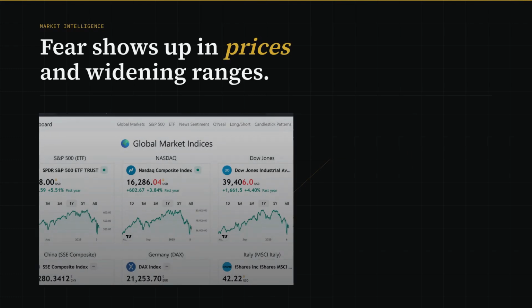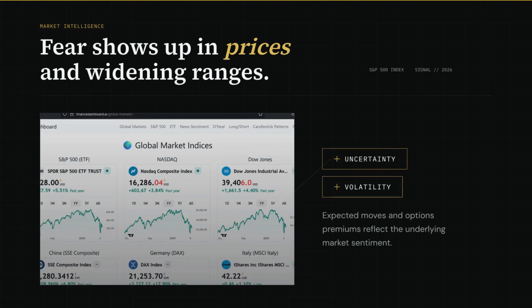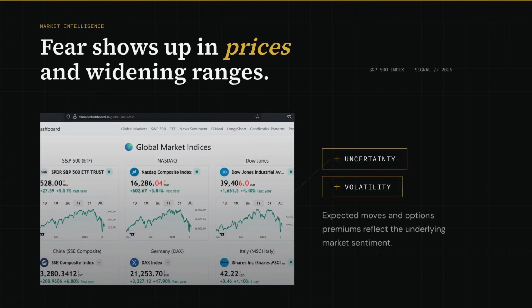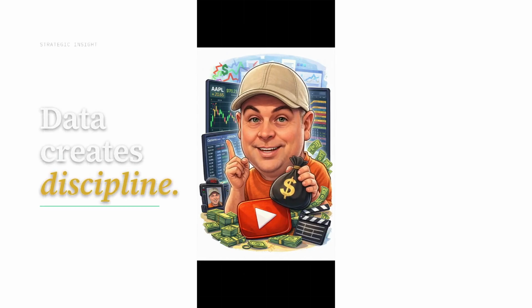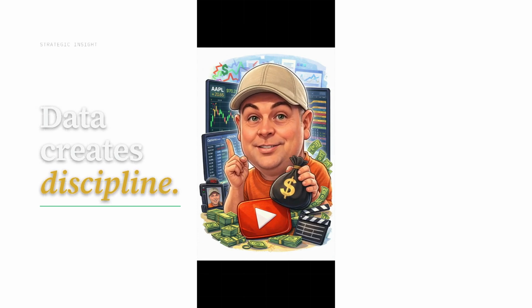Fear shows up in prices. It shows up in options premiums, expected moves, and widening ranges, leading to emotional decisions. The goal is not to predict tomorrow. The goal is to understand the environment clearly enough to make a better, risk-defined decision today.